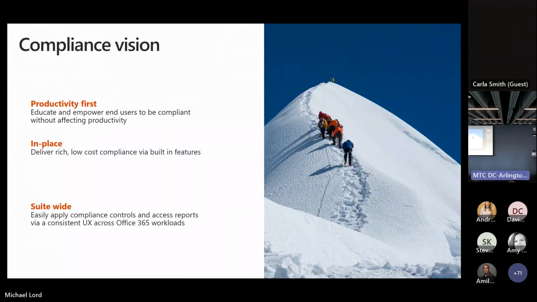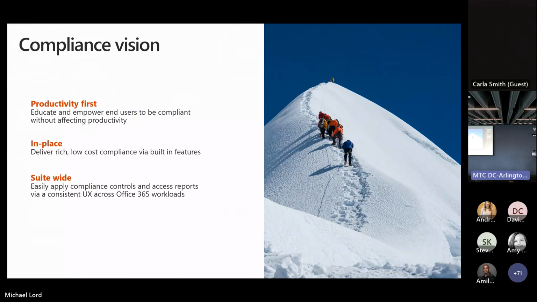So always keep in mind that we have three pillars that everything views on in our vision. One is productivity first: how do we help users do their job, communicate, collaborate, and discuss things, and still allow compliance, records management, and controls on top of that content without making it overly burdensome. With that, we're also dealing with in place.